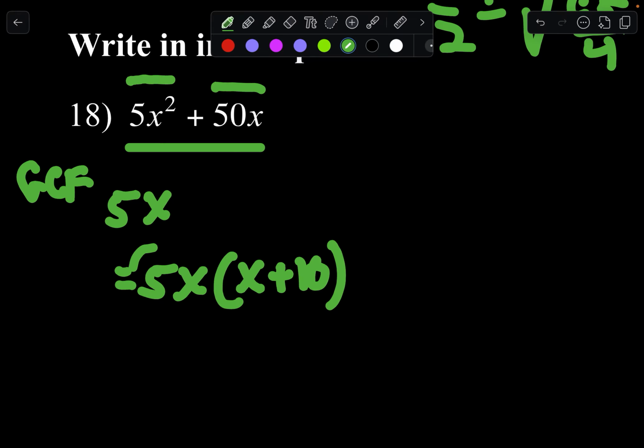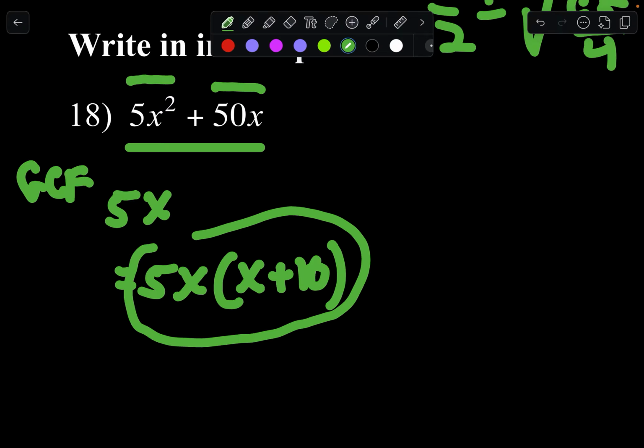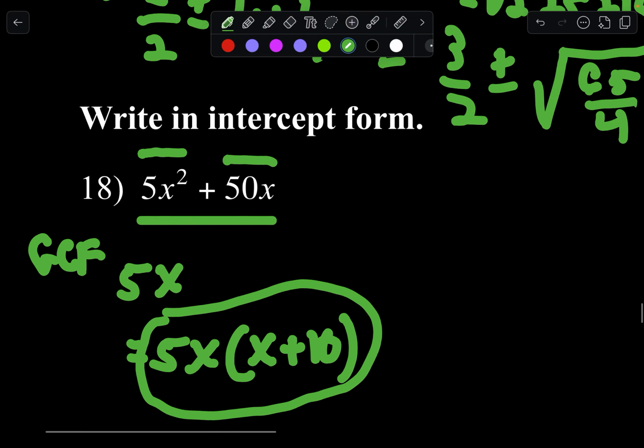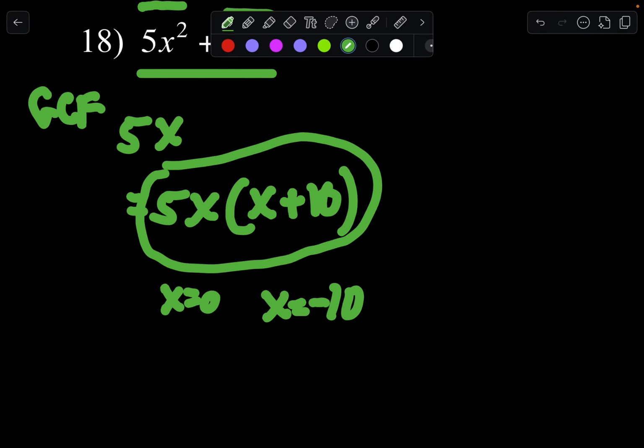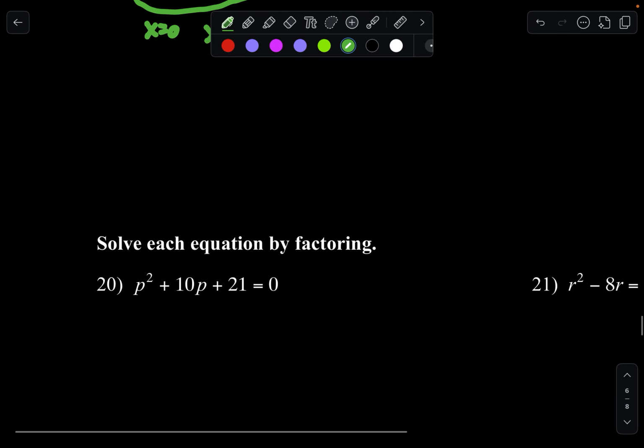And this is the intercept form. Okay? Because from this, you can see that one of the intercepts is x equals 0, and the other one is x equals negative 10. All right, that's 18. All right, moving on.